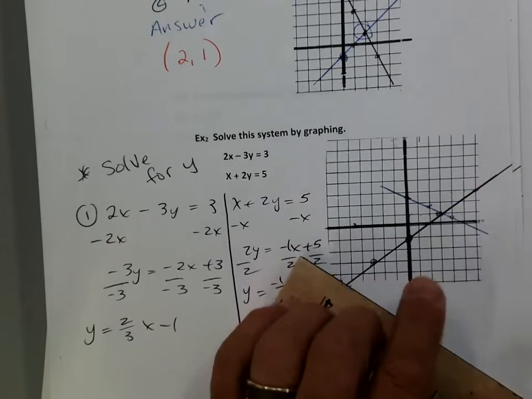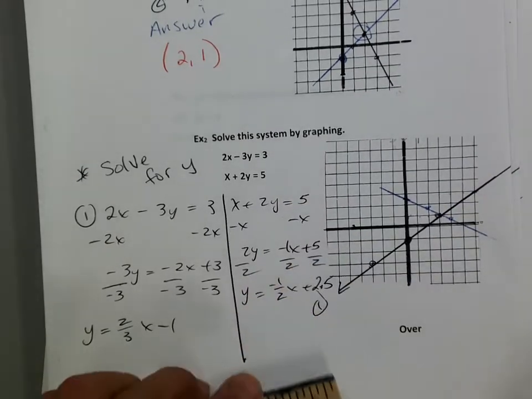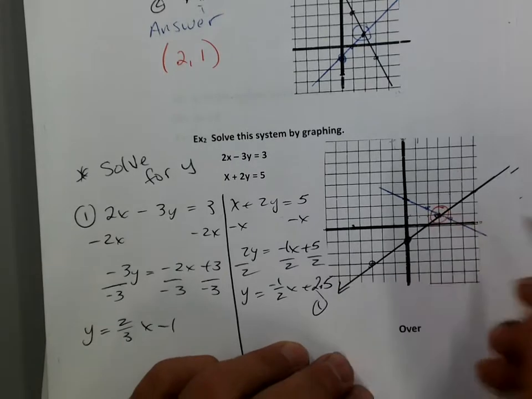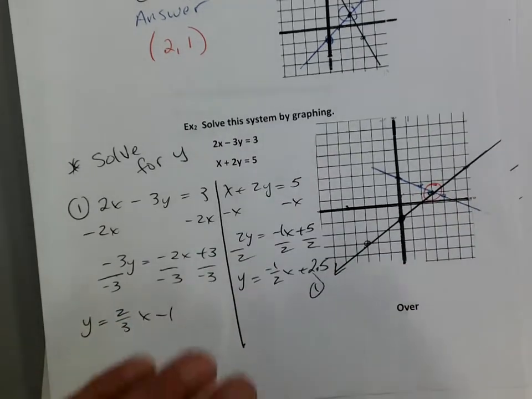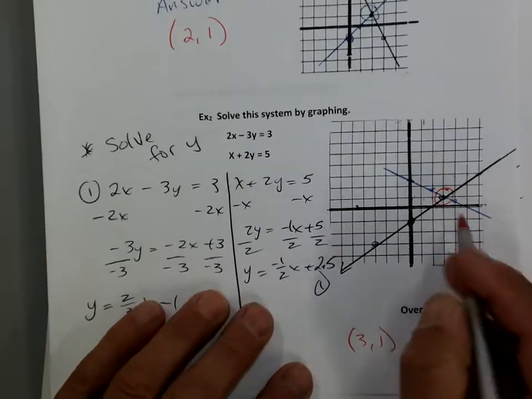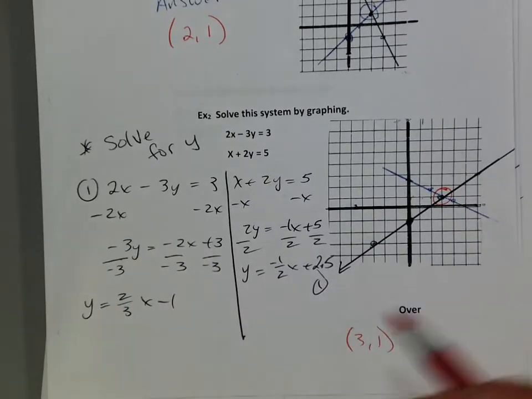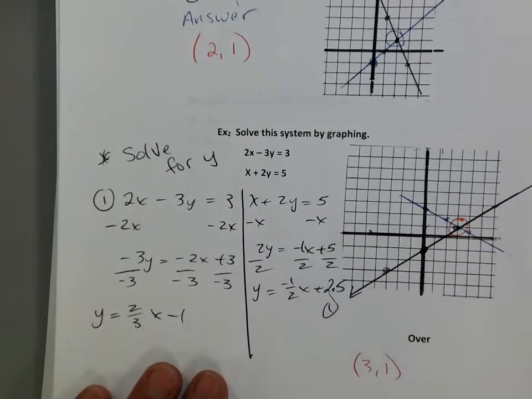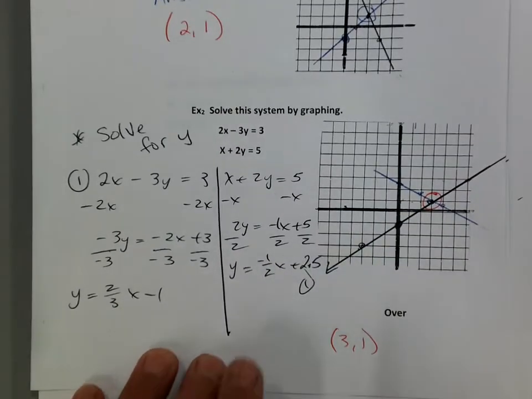Down 1, over 2. Then I get my point of intersection. I'm a little bit unsure where it is, but I think it's right about there. So our answer, I think, is (3, 1). It might be off by a little bit, so this is a little inaccurate. One of the things we can do is learn how to solve these by algebra.